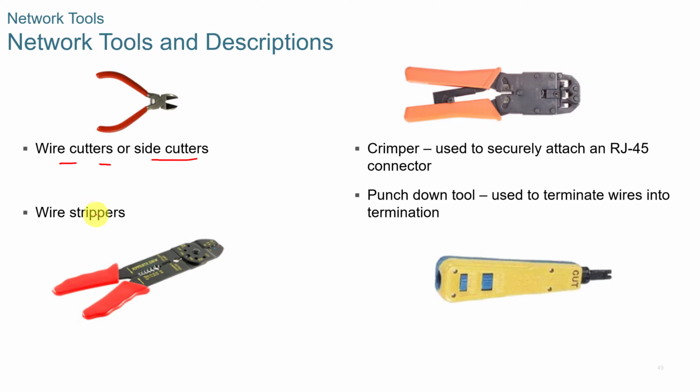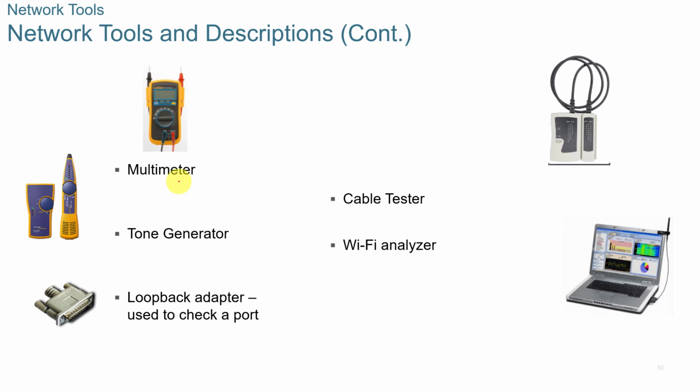You might have wire strippers for stripping wires, punch down tools for punching down wires, terminating wires into devices, or crimpers. You can have multimeters, tone generators, loopback adapters, Wi-Fi analyzers, cable testers. Those are some other devices that you might come across.